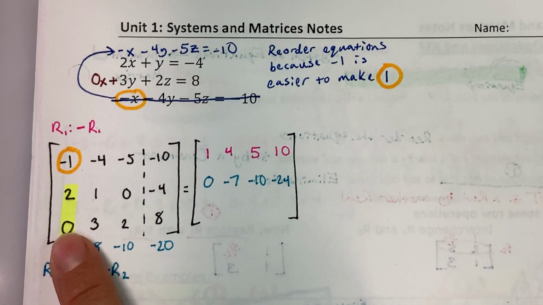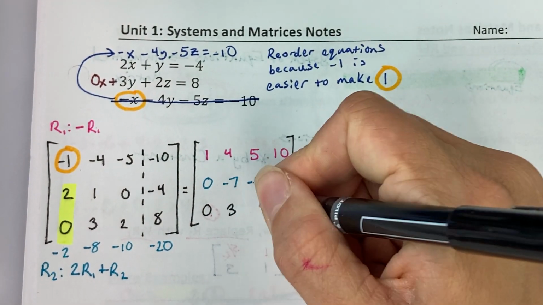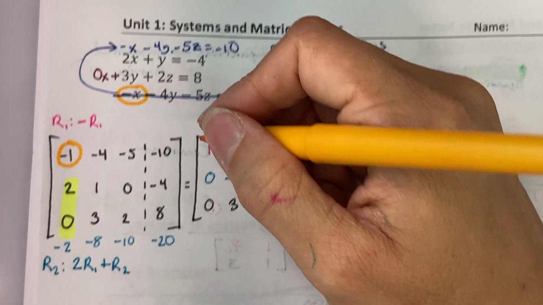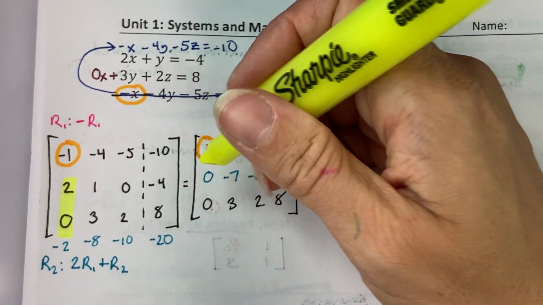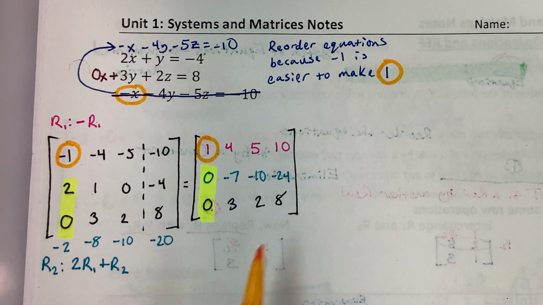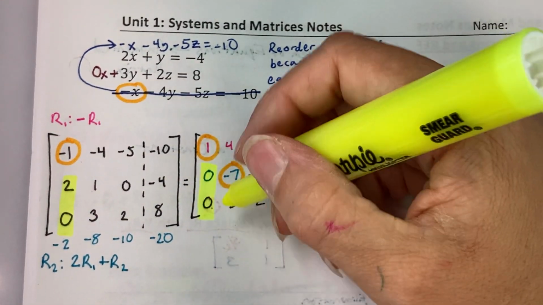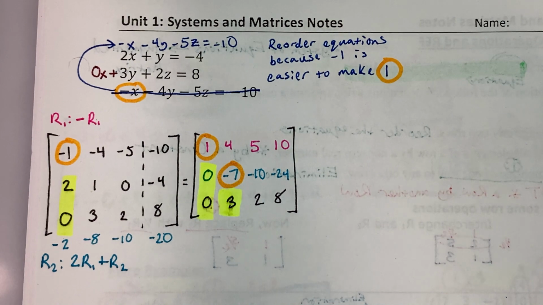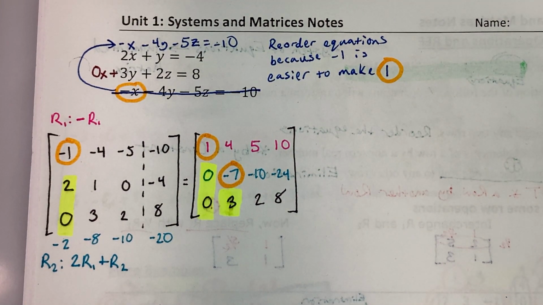Alrighty, and we already have a 0 in row 3, so we are good to go there. So 0, 3, 2, 8. So we now have the first column of row echelon form looking good. We've got our 1 with our zeros below it. So now we are ready to make our next column of row echelon form look the way it should. We need that -7 to be a 1, and we need the 3 to be a 0.